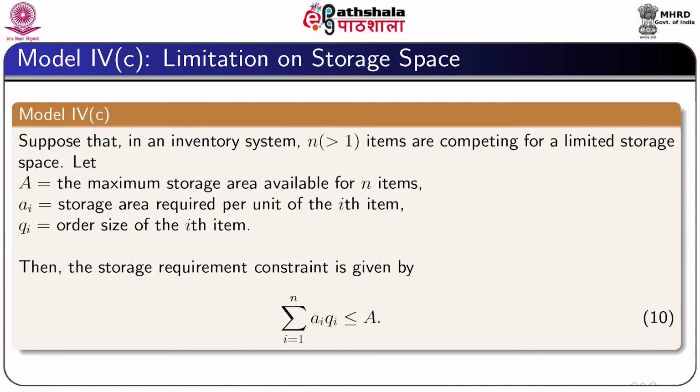Next, we consider the model with limitation on storage space. This is model 4C. Suppose that in an inventory system, n items are competing for a limited storage space. Let capital A be the maximum storage area available for n items, and Ai is the storage area required per unit of the ith item. Qi is the order size of the ith item. Then the storage requirement constraint is given by sigma Ai Qi is less than or equal to A.